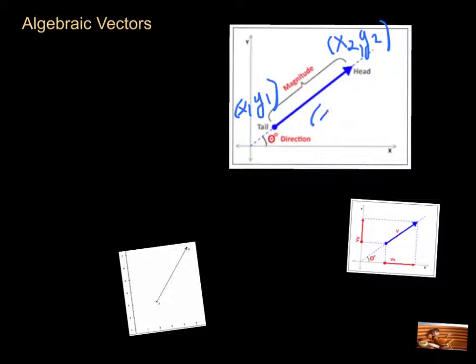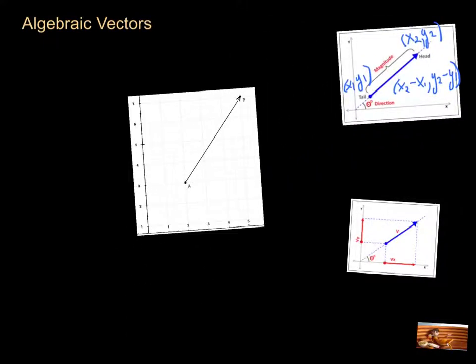We take the difference of the x values, but you always start at the x from the head and you subtract the x from the tail. And then you do the same thing with the y's. It's going to be y2 minus y1, and that's the name of the new vector. Now, what does that do for us? Well, let's do an example and I'll show you.